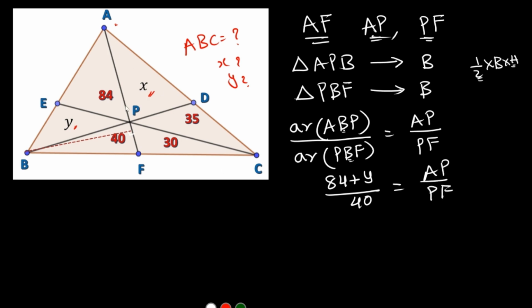Now, similarly, we do the right side. Using the same AF line, we will find the right side triangles having the opposite vertex C here. Okay. Let's fix this C here. So, first triangle, area of APC upon area of PCF.